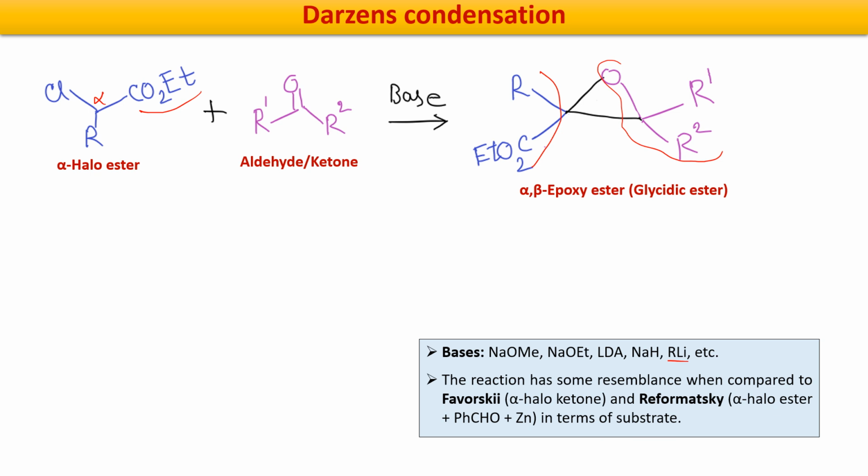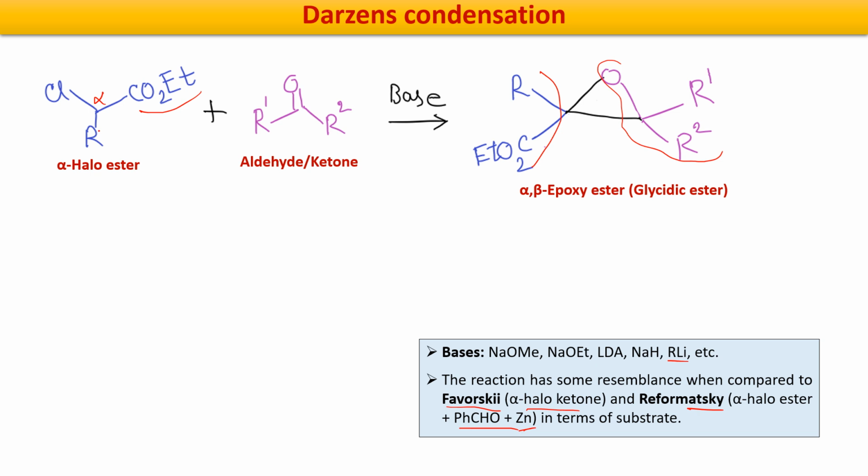Now this reaction has some resemblance to other reactions in terms of substrate. Why am I calling it so? Because when you consider Favorsky reaction, alpha haloketone is the substrate. I have already made a video on Favorsky. You can check that. Right now the link will appear on the screen, top right corner. You can also get it in the description box. Another reaction that resembles it is Reformatsky. There also alpha haloester is used, but the main difference is that zinc is used, which we are not using here. So because of this similarity with substrate, there is some resemblance.